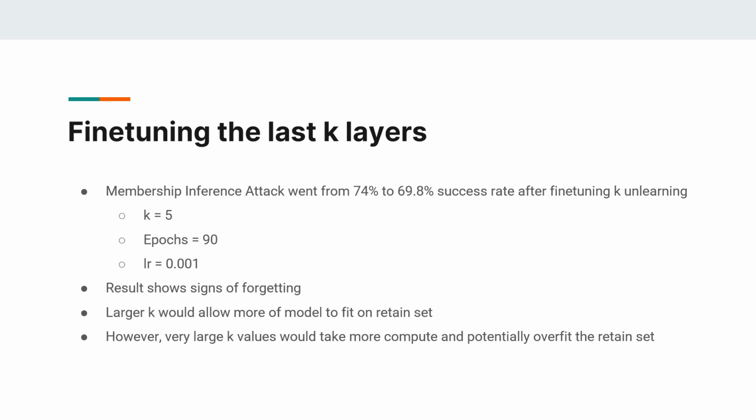So our first thing, we fine-tuned the last K layers. The membership inference attack accuracy dropped from 74% to 69.8%, with K equals 5, 90 epochs, and a learning rate of 1/1000th. We explored other Ks, but the effects were similar. So this shows good signs of forgetting. A larger K lets more of the model fit the retained set, but very large Ks would take more compute and potentially overfit the retained set.